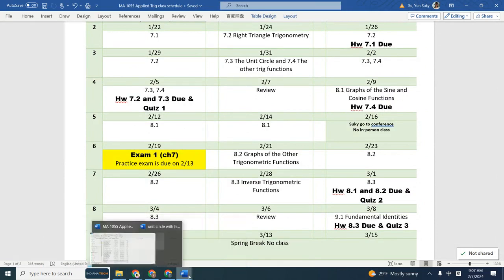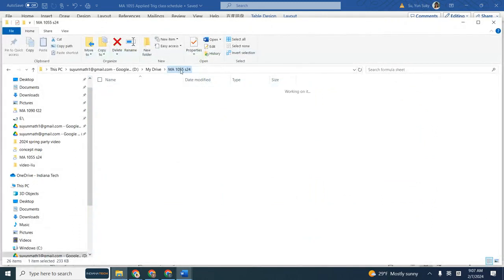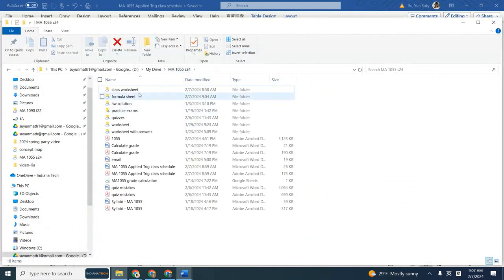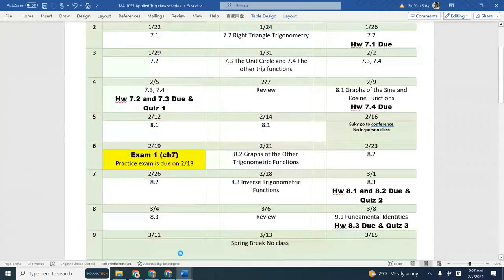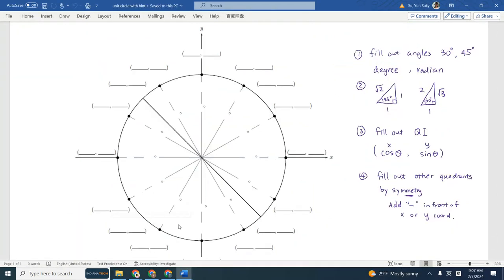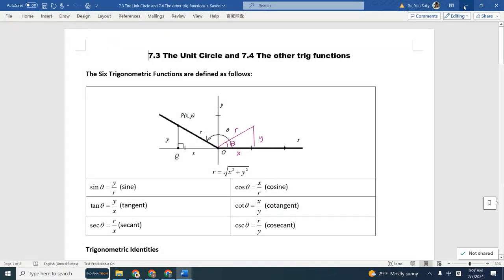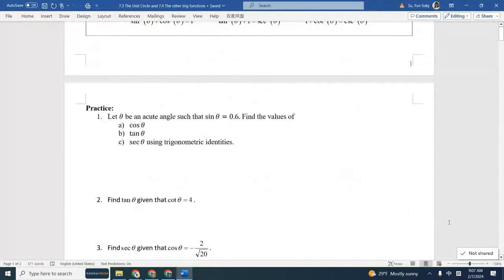Okay, so let's continue. Our class worksheets, 7.3, 7.4. Okay, let's close this and this one. All right.